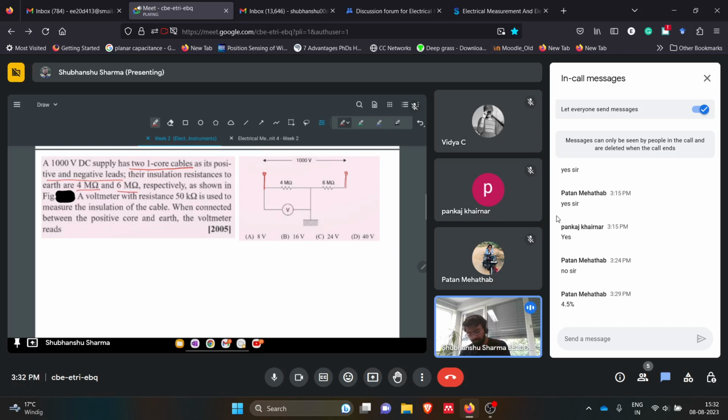A voltmeter with resistance 50 kilo ohm is used to measure the insulation of the cable. So this voltmeter is being used to measure this insulation.